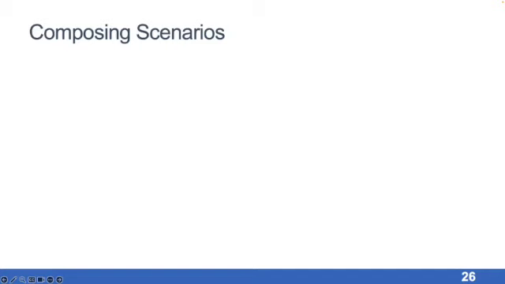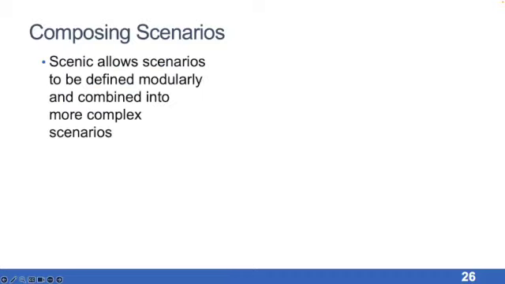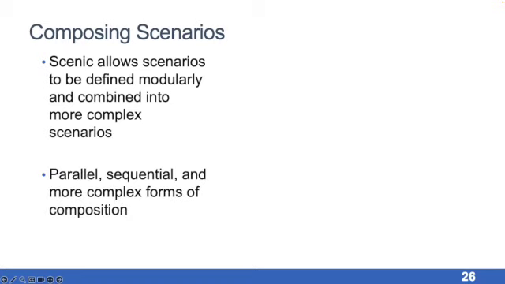So one major set of features in Scenic that we didn't talk about at all is the ability to compose scenarios together. It's really helpful when defining complicated scenarios to have some building blocks of simpler scenarios which you can then put together. And Scenic provides various features for doing this, to take scenarios and compose them in parallel, so they run at the same time, or sequentially, so one goes and then when it finishes, another one starts, etc.